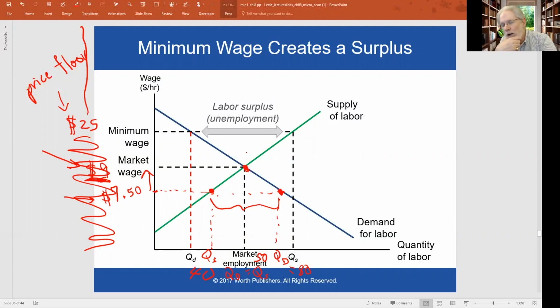Okay? When the wage goes from $9 up to $25, how does that affect the willingness of people to supply labor? Okay? Well, when the wage was $9, you had 50,000 workers who were willing to work, willing to supply their labor. When the minimum wage goes into effect, employers can no longer pay $9 an hour. That's now illegal. They cannot pay less than 25. And so the wage rate will be 25.